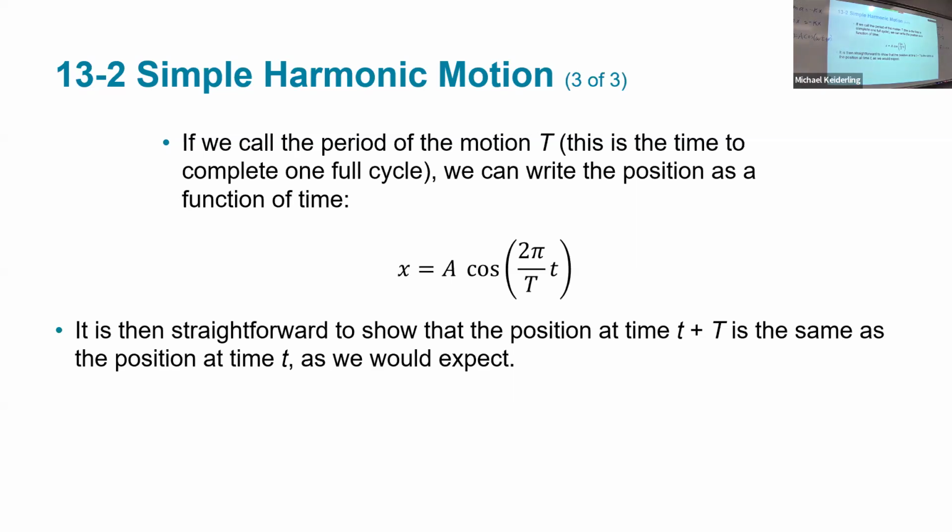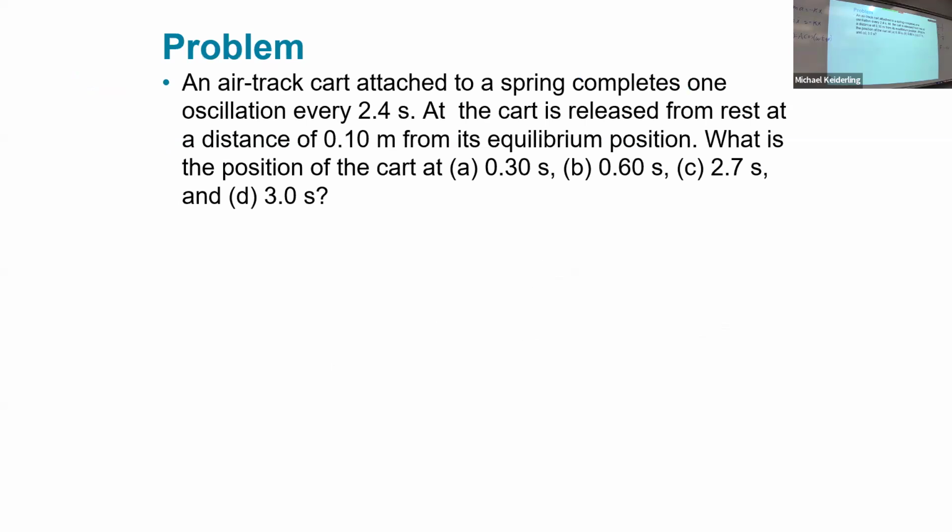With that formula, it's easy to show that the position at time t plus the period is the same as the position at time t, which is what you would expect. More generally it's written as A times cosine of omega t plus some phase, where 2 pi over T is called omega. That's the more general solution.